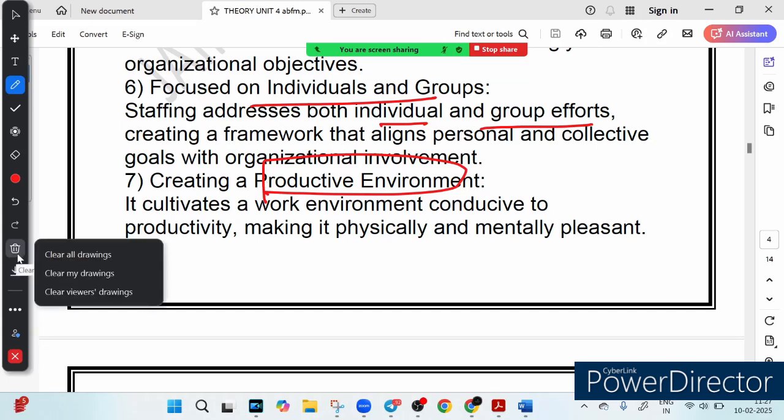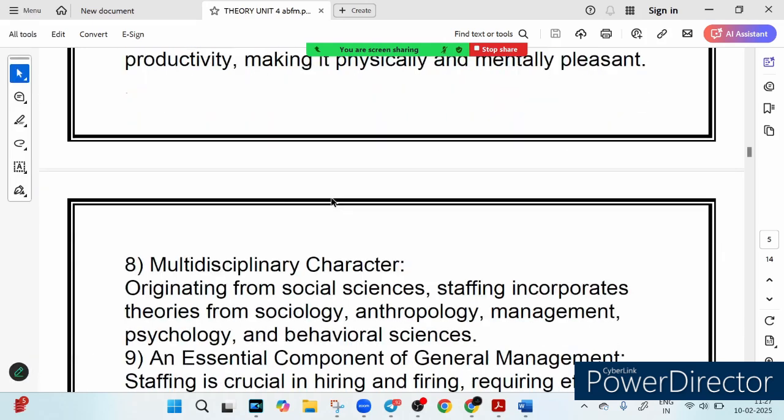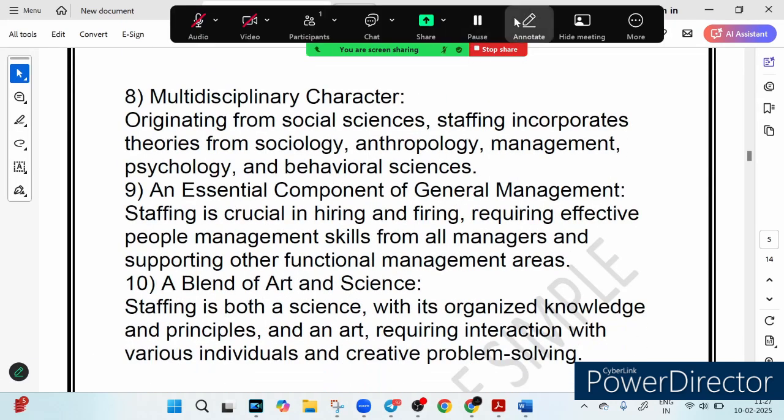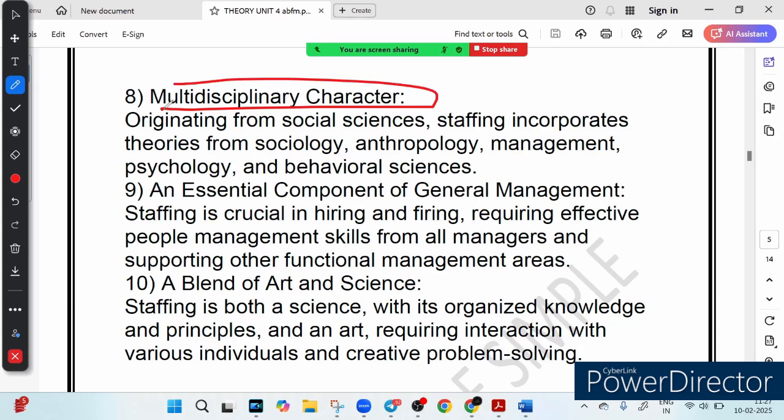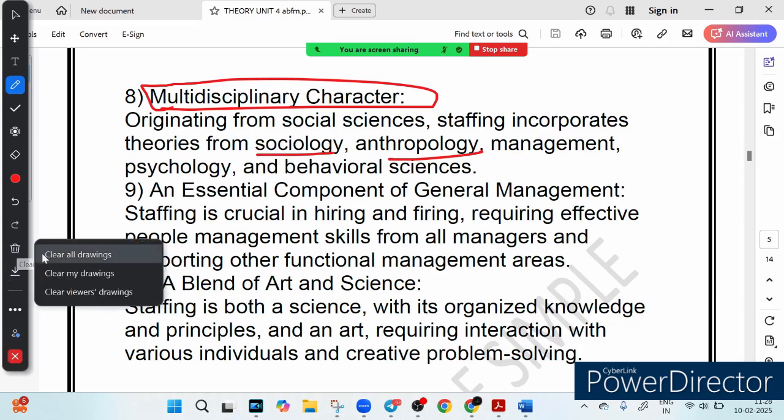Then the next point we have is the multidisciplinary character. Here you can see multidisciplinary character. So what do you mean by this multidisciplinary character? Multidisciplinary character means staffing brings knowledge from psychology, sociology, and even behavioral science to better understand and manage people. That is why staffing is so important. It incorporates theories from sociology, anthropology, and management psychology, right? So that you can understand and manage people.